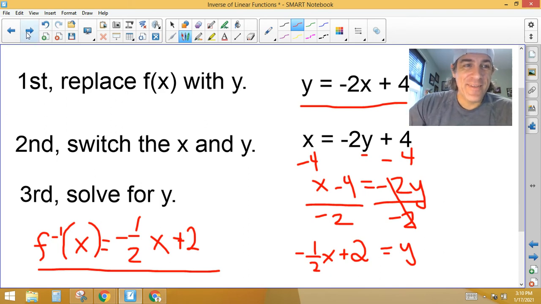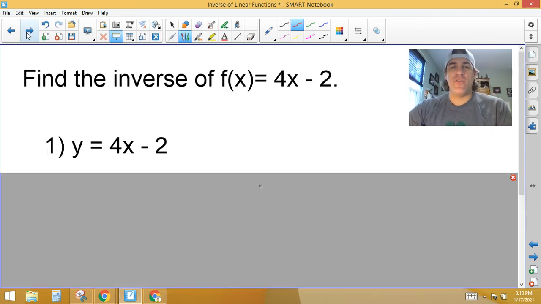Why don't you try this one? Find the inverse of f of x equals 4x minus 1. I did the first step for you: y equals 4x minus 2. I'm going to give you some time and some choices to select what answer you think is right, so have at it.